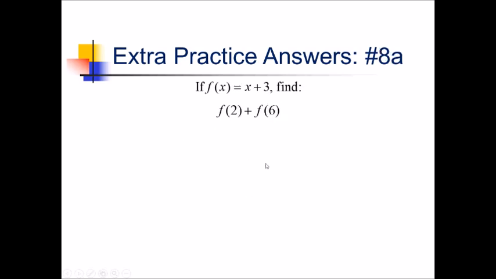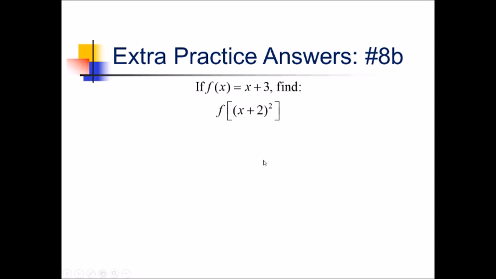For the next couple problems, I've got the function f of x equals x plus 3, so not a whole lot going on with that function. We're just adding 3 to whatever you plug in. And here we're doing f of 2 plus f of 6. So I have to plug 2 into this thing, plug 6 into this thing, and then add those two results together. F of 2 is just going to be 2 plus 3. F of 6 is going to be 6 plus 3. And then we're adding those together. So we have really 5 plus 9, which comes out to 14.